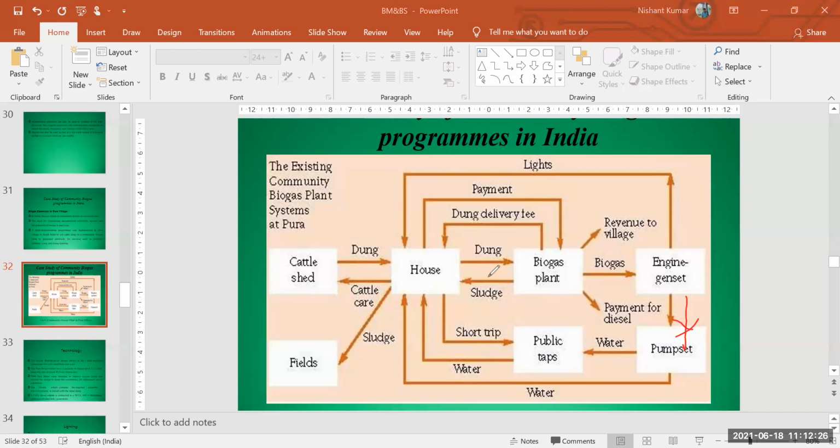See over here, this is your house. The cattle shed is there, and dung is given to the house. Cattle are taken care of by this house, which means these are your target people, or loads. You account for them as load. This is your resource, which produces for you. Now over here, this sludge, the residue of this part, some of the dung, is also used in the field as well.